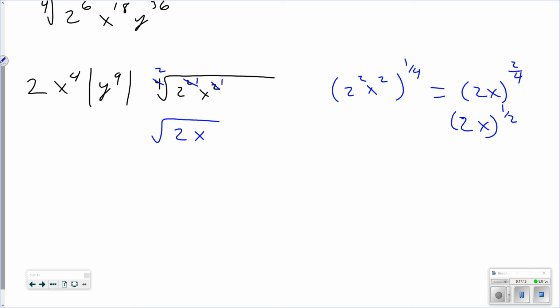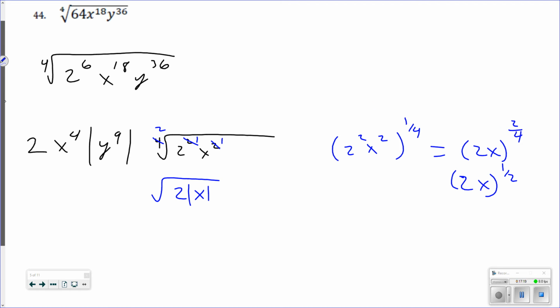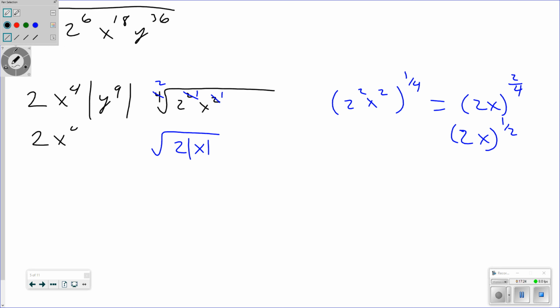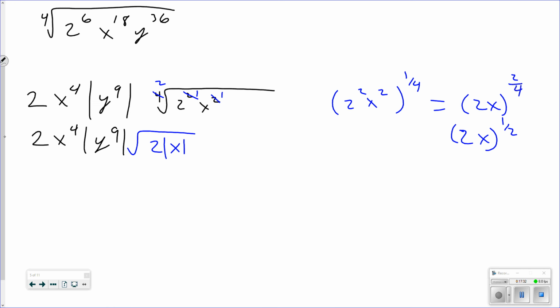Any questions about that? And now the x needs an absolute value because it's raised to the power of 1, but it started with a power of 18. And that's going to be 2 x to the 4th y to the 9th power. Any questions about that? Just to be clear, you don't need an absolute value around the 2 outside because you already know it's positive. There's no point in an absolute value because you already know the value.